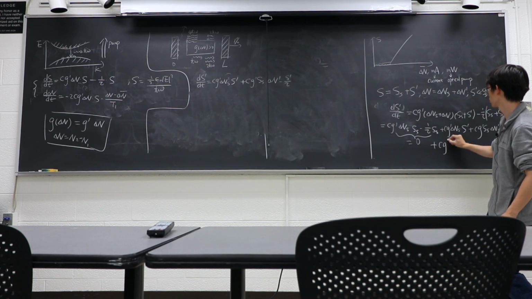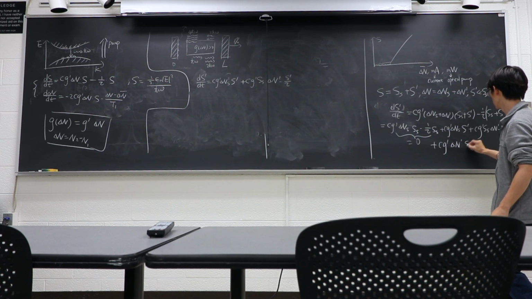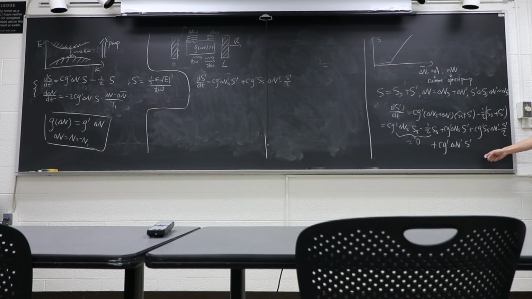Plus CG prime delta N S prime. Okay. So this term. So when we try to further simplify this, we use this condition. Each of them are very small. So when you multiply them together, they are another order smaller. So this one goes to 0. And this is actually linearization of your nonlinear equation, because this is the only nonlinear term in your equation now. All these steady state are numbers, right? So this is the only nonlinear term, and you're letting it go to 0 because it's small.